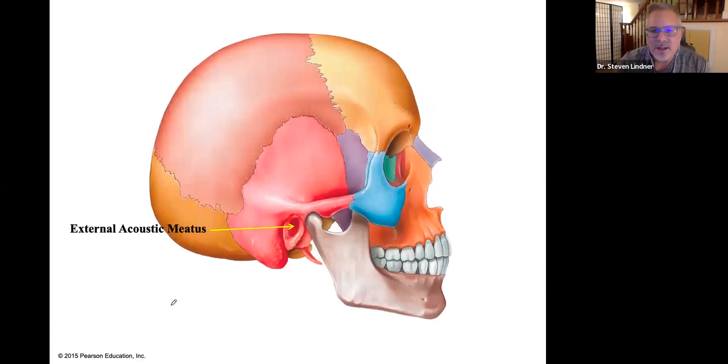Now on the side of the skull, not too much, just on the outside of the ear. Remember there was an internal acoustic meatus. There's also an external acoustic meatus. The internal one is where the petrous portion of the temporal bone is. This is the external acoustic meatus where the sound waves penetrate through.